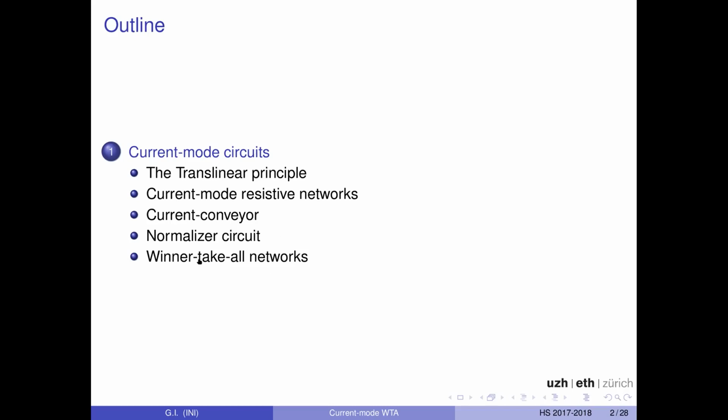And we'll look at two classic examples of current mode circuits, the Gilbert normalizer from Barry Gilbert and the winner-take-all network. The lab will be on the winner-take-all network, but you'll see that the winner-take-all network basically has all of these things inside, so you'll be testing all the circuits. The translinear principle, let's start.